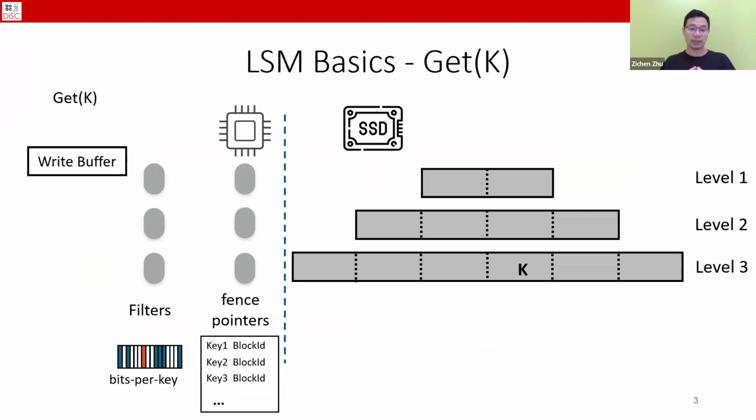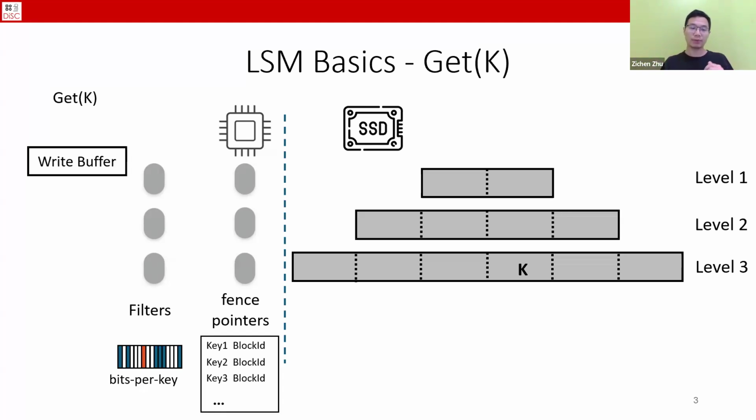Bloom filter is a bitmap that can help us determine if the queried key belongs to the sorted run or not, with low false positive rate. It has a bits-per-key parameter that controls the trade-off between the space and the accuracy. The fence pointer is a list of the minimum key and the offset of each data block. It ensures that at most one data block will be used to answer a point query in a sorted run.